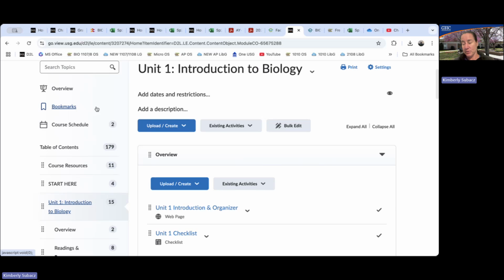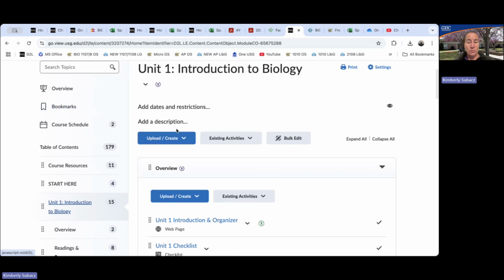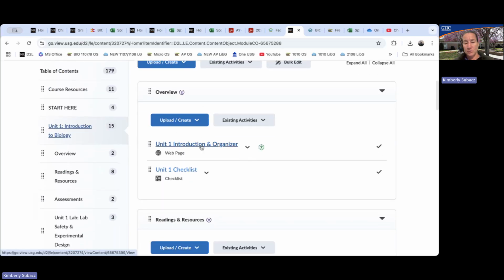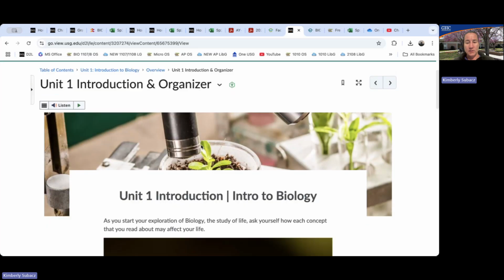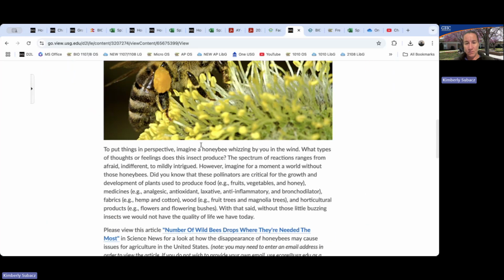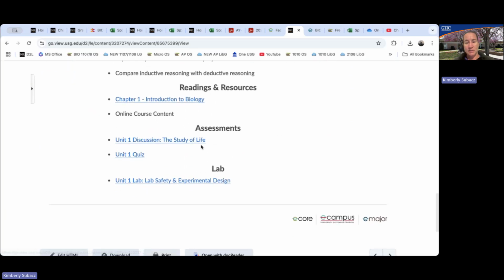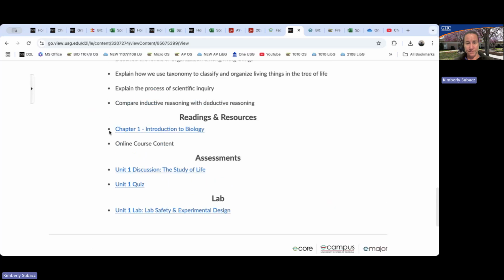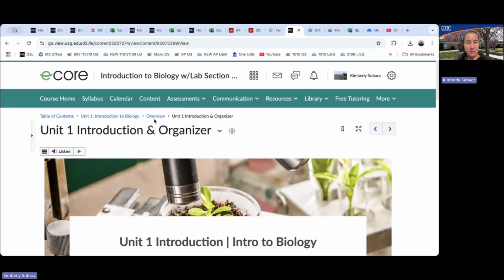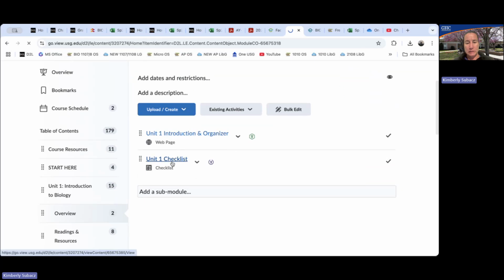So it's done by chapter or unit here. So we've got our overview with our intro on what this chapter is going to cover, a little video usually, learning objectives, all that good stuff. And then also in the overview, the checklist.